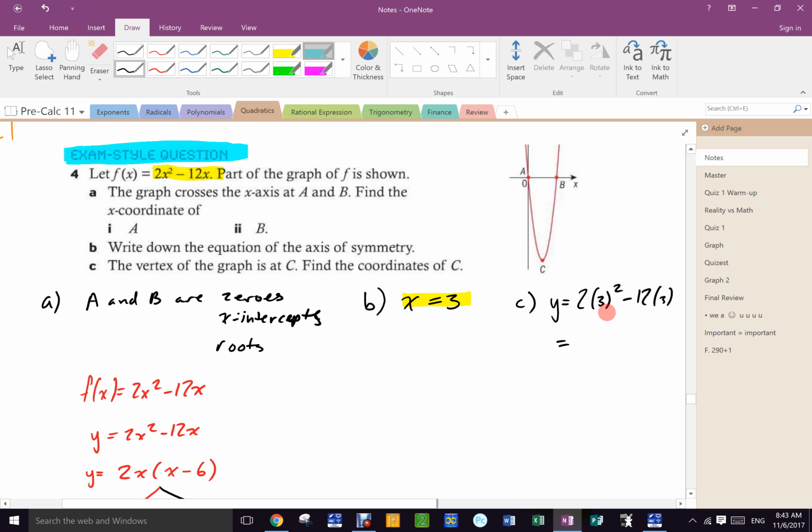What is 3 squared? Times 2. What is 12 times 3? What is 18 minus 36? Negative 18. So what is the vertex? 3, negative 18.